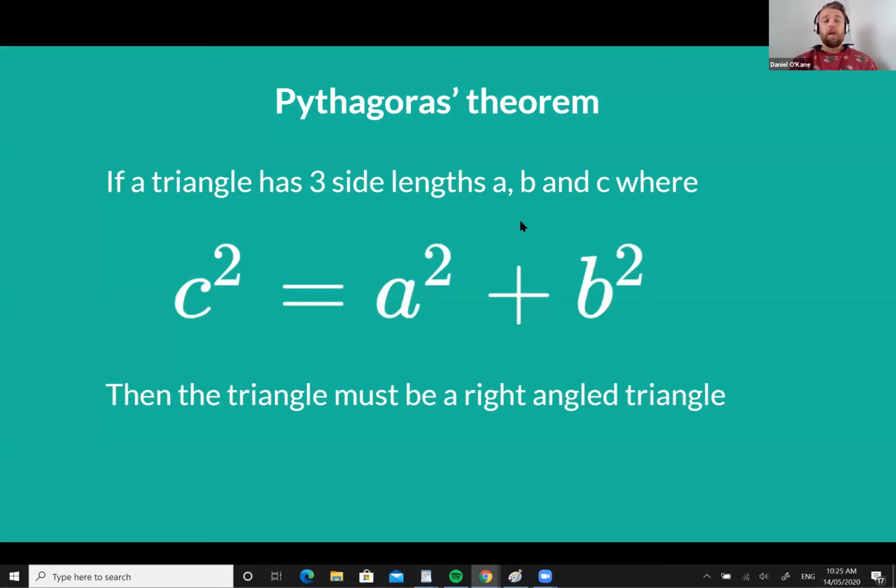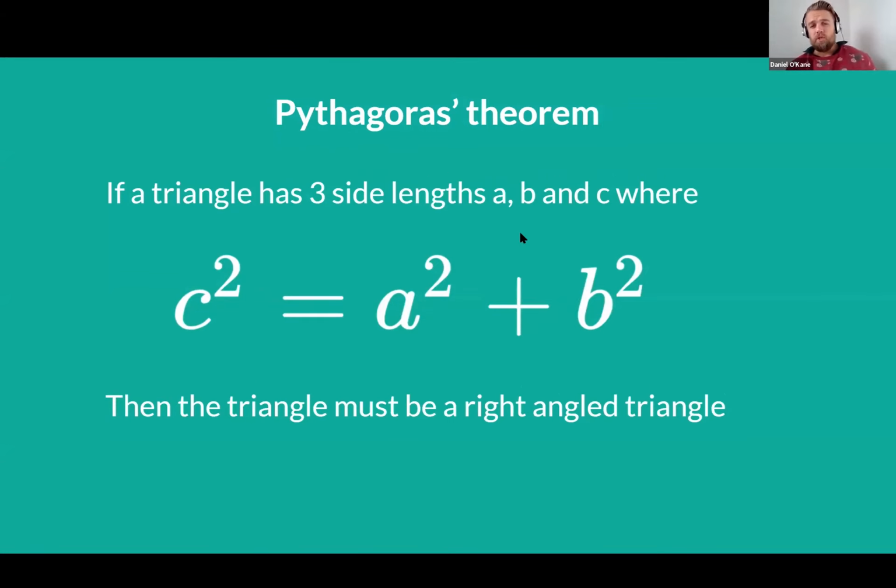Now, I will be going through examples of how to use Pythagoras' theorem to calculate the longest side in a right angle triangle in a moment. But I'm also going to look at examples of how to prove that a triangle is a right angle triangle, and you can do that using this part of Pythagoras' theorem. If a triangle has three side lengths, A, B, and C, where this relationship is satisfied, c squared equals a squared plus b squared, then you know the triangle has to be a right angle triangle.